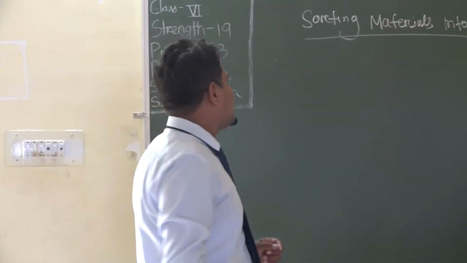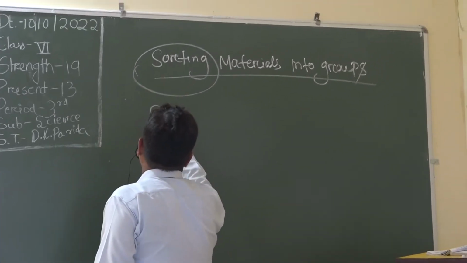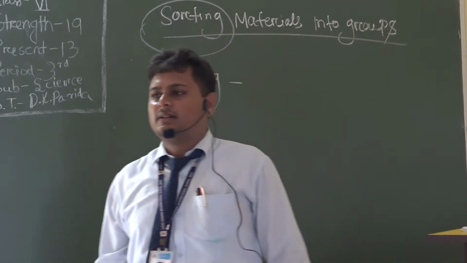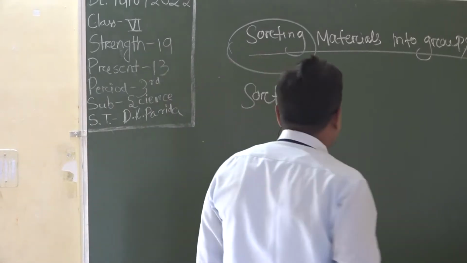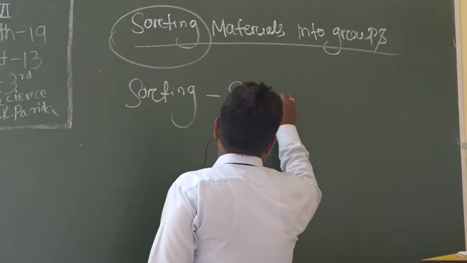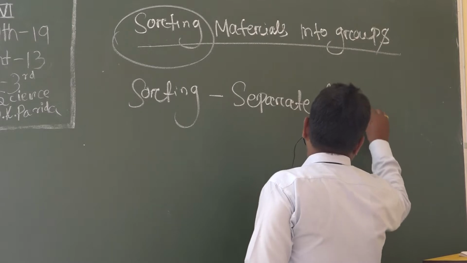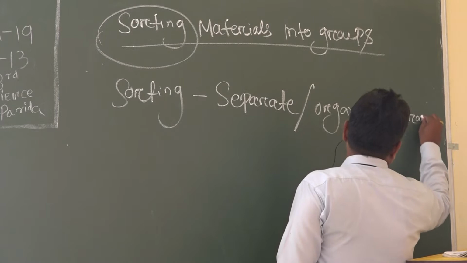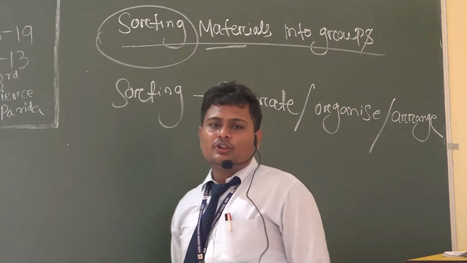So first the question came, what do you mean by sorting? Who can say? Separating, arrangement and organize. Okay, so we can say that separate, or organize, or arrange. Okay, so sorting materials into groups.